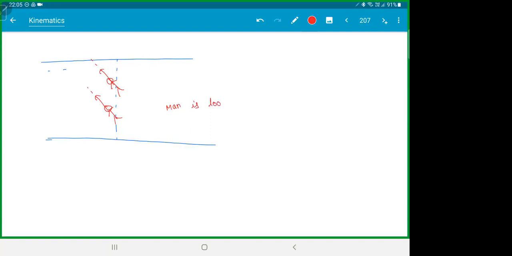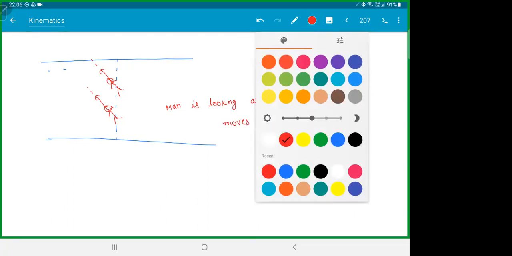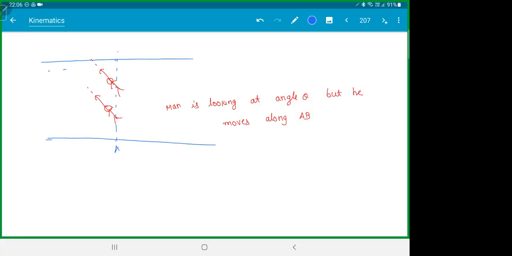Are you able to see it? Understand? You're looking somewhere else. You're swimming in some other direction, but you're going in some other direction. The man is looking at an angle theta, but he's going in a line AB. This is because of the river drift, but he moves along AB. You're seeing somewhere else, but you're going somewhere else. So your head will be pointed that way.